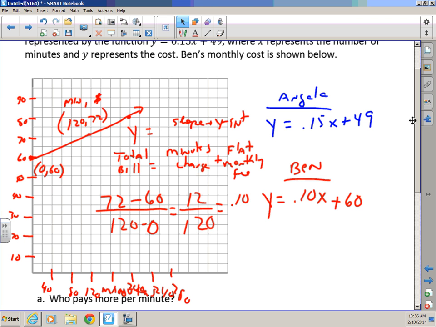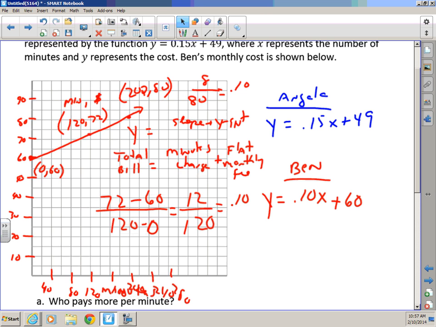Now, if I use the other point of 280, it's the same thing. Because that would be 8 over 80, which is still 10 cents. Okay? 80 minus 72 is the 8. 200 minus 120 is 80. So no matter what 2 points you choose, you'll still get the 10 cents.